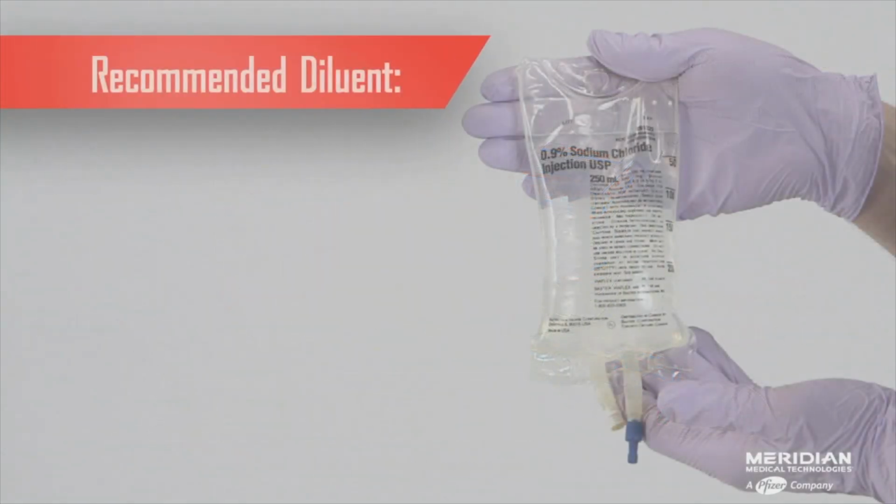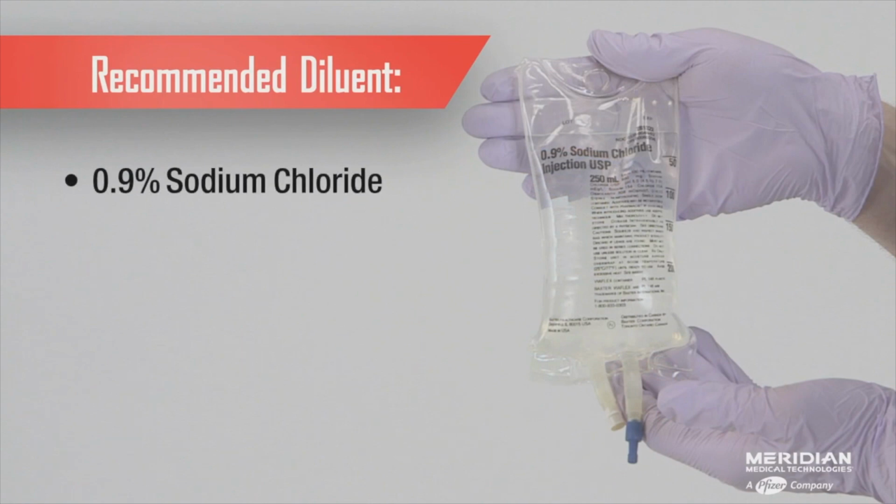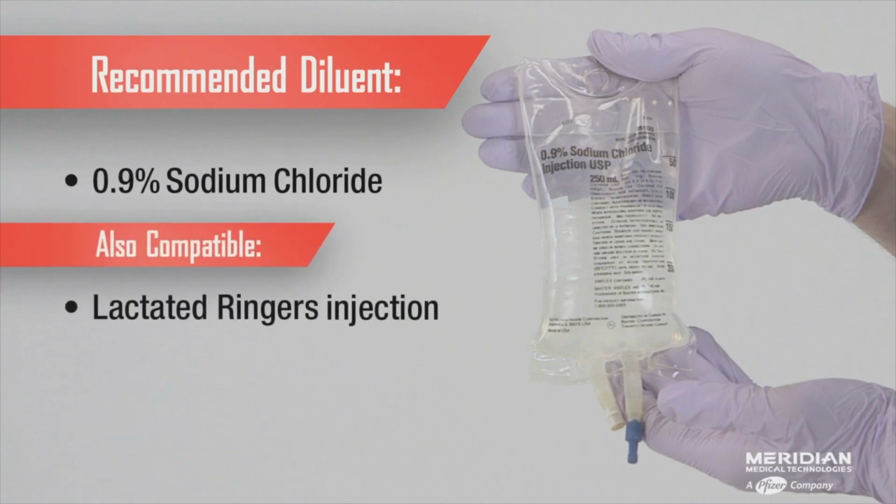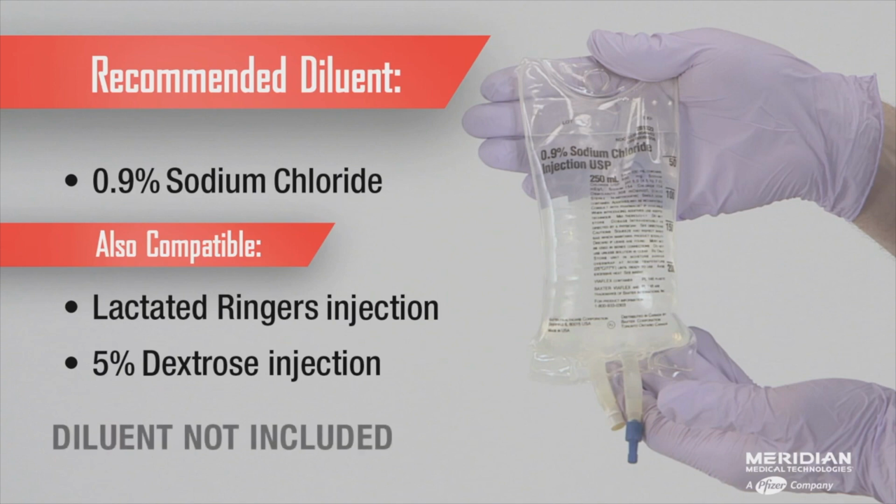The recommended diluent is 0.9% sodium chloride. Lactated Ringer's injection and 5% dextrose injection have also been found to be compatible with hydroxycobalamin and may be used if 0.9% sodium chloride is not readily available. Please note that the diluent is not included in the kit.